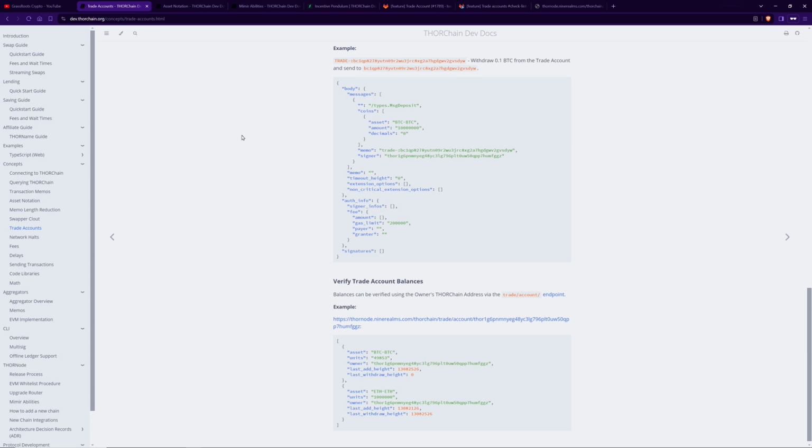To verify the balance of your trade account, you can use the trade/account endpoint, and that would give you the balance for this particular own address, or you put your own address in here. As you can see, this trade account, as an example, has some Bitcoin, and this is the asset amount here. And then we also have some Ethereum trade asset with this particular amount here. And then obviously the own address would match the own address put in there.